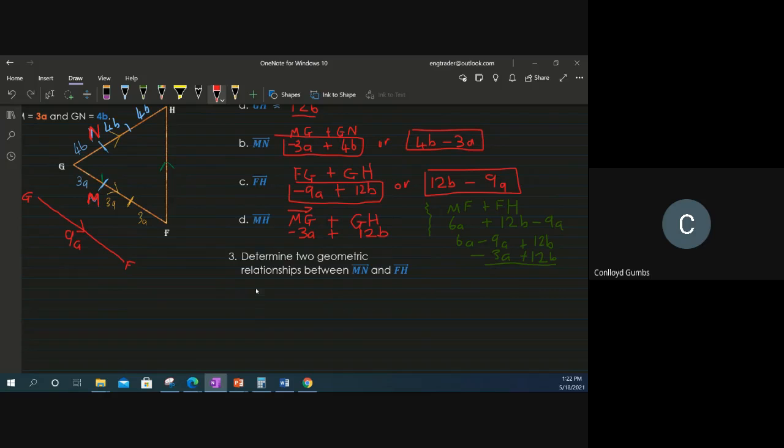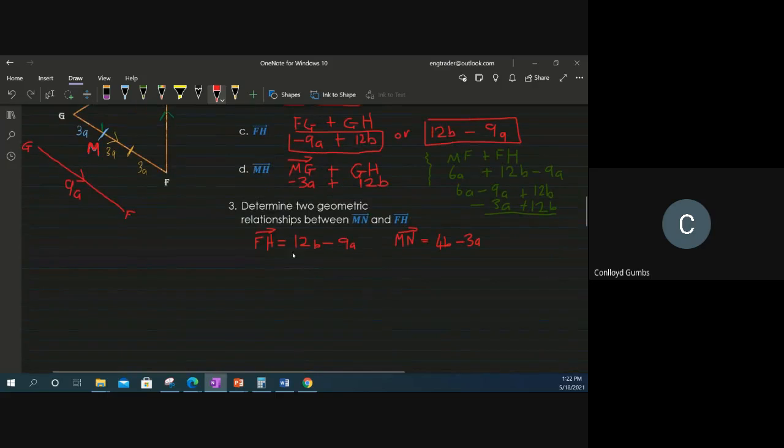Okay? So the first thing we need to do, first of all, is get what two of these are. So FH is essentially equal to 12B minus 9A. All right? And then MN is equal to 4B minus 3A. So this is the kind of style of questions you usually get. They always ask you to find this, find that, then prove the geometric relationship in some form or fashion.